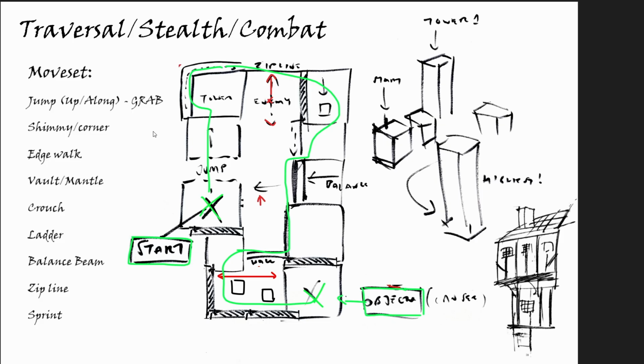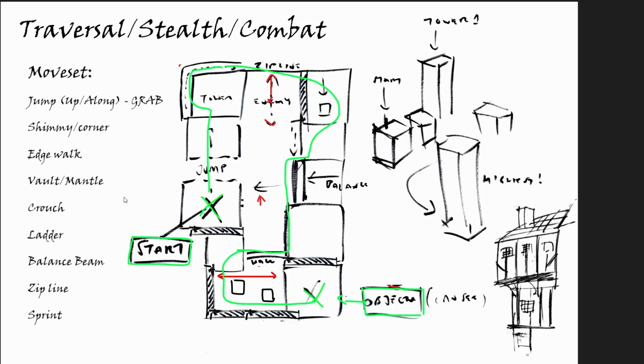Vault and mantle. Vaulting is really jumping through windows, I would suggest, and mantling is just skipping over ledges. So, for instance, Gears of War I would call a mantle, where you jump over the cover. Vaulting is something like Silent Hill, where you jump through a window. Crouching, I think we all know what a crouch is. Ladder. Ladders can be used in different ways. Often they're just used from a level design perspective in linking large areas, if you look at things like Dark Souls.